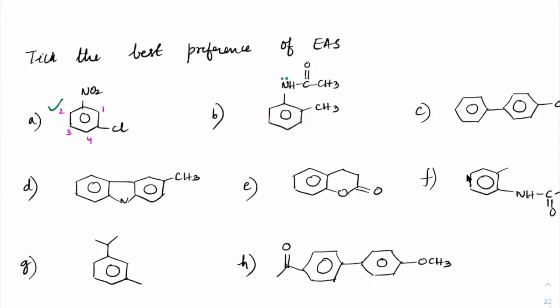Next, B1, check. This is NH2 and CH3. First, decide which is the strong activating group between these two.